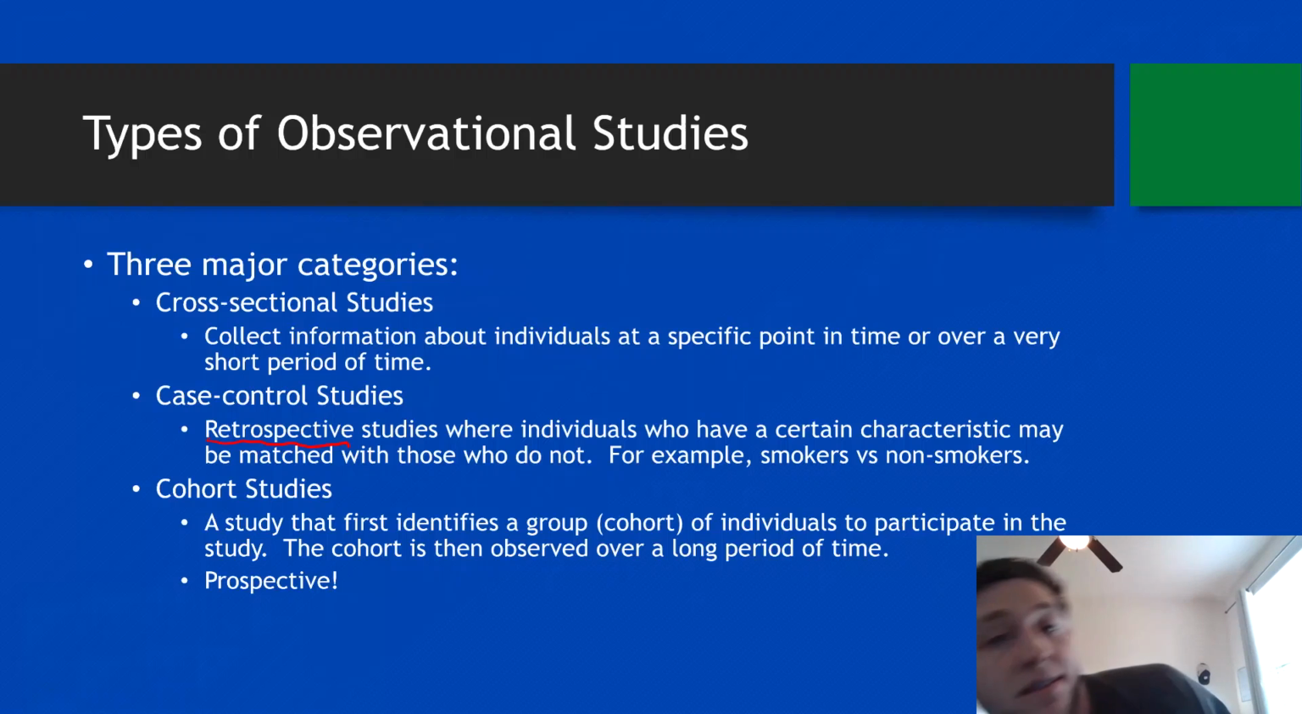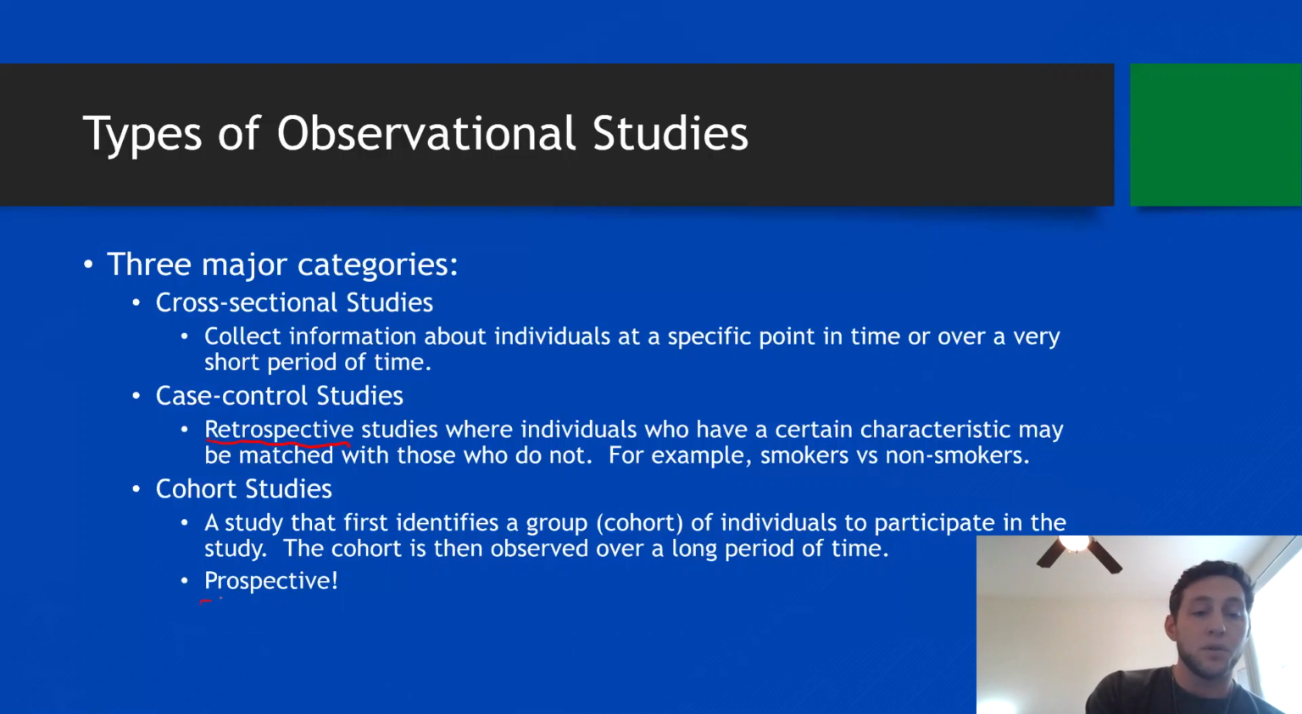Now, cohort studies will be studies that first identify a group or a cohort of individuals to participate in the study. From then, the cohort is then observed over a long period of time, making them prospective studies. So a cohort study would be like the one I described with kindergartners, where we identify the group, the kindergarten class, and we follow them for a long period of time.